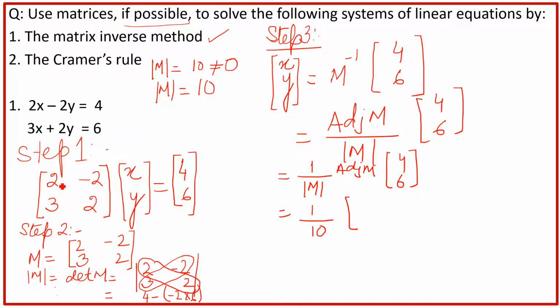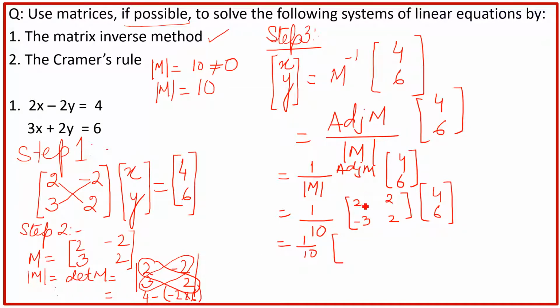So adjoint means we have to switch the positions of the elements on this diagonal. These are 2 and 2, so when we switch, it remains the same. And for these two elements we have to change the sign. If it is negative, make it positive. This 3 is positive, make it negative. Then 4 and 6. Right? Do not touch 10.